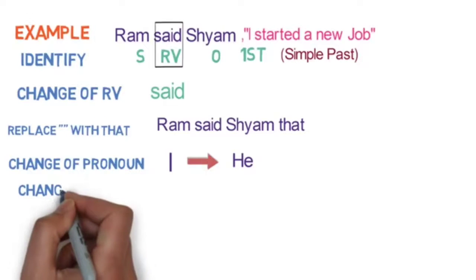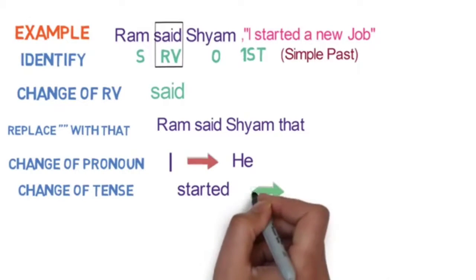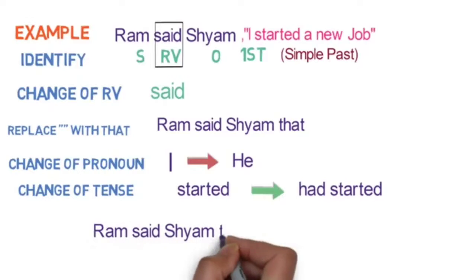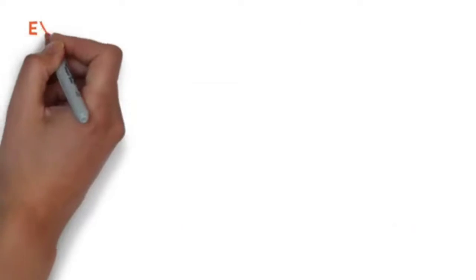Now, the fifth step is to change the tense. Here, the tense is simple past, so it should be converted into past perfect tense. As it is converted into past perfect, started will be changed into had started. And the sixth step won't come here as there are no words referring to time. So the final indirect sentence is: Ram told Shyam that he had started a new job. Let's look into the next example here.